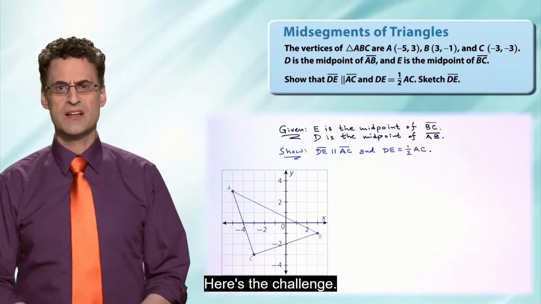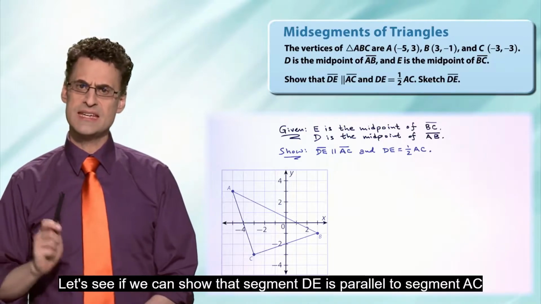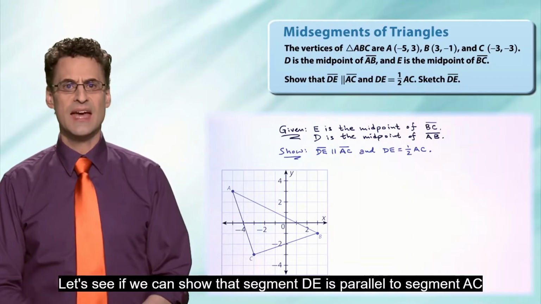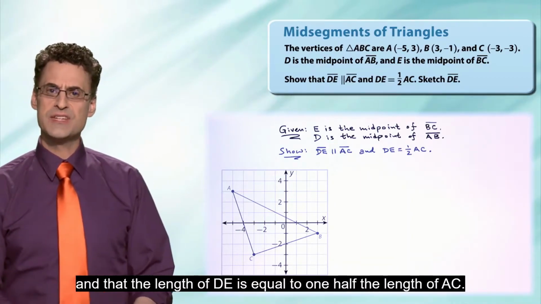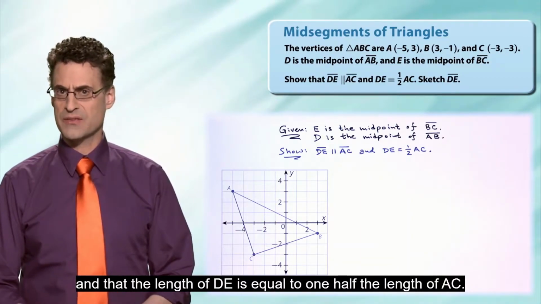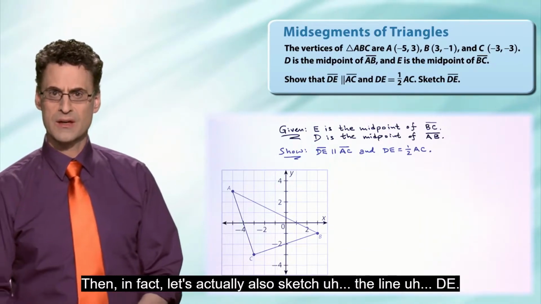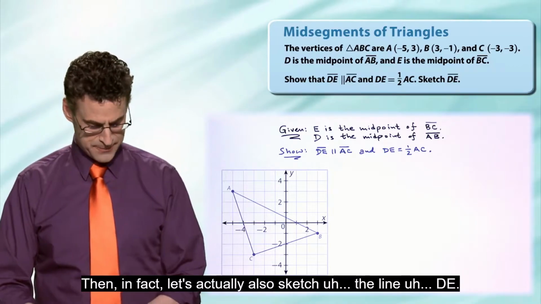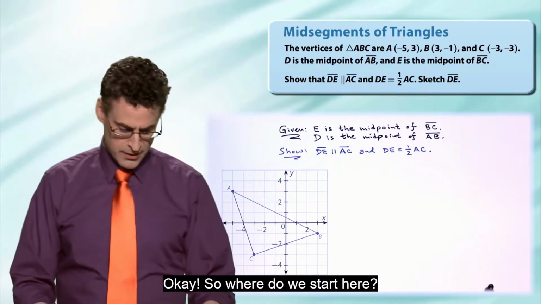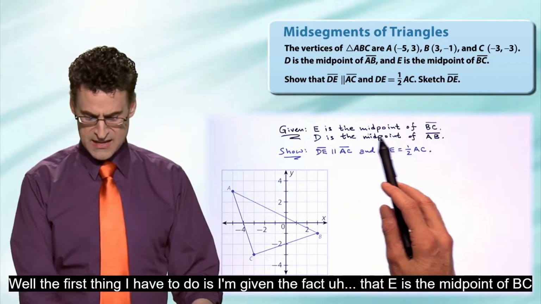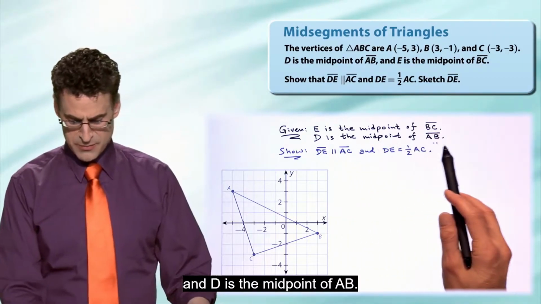Here's a challenge. Let's see if we can show that segment DE is parallel to segment AC, and that the length of DE is equal to 1/2 the length of AC. Then, let's also sketch the line DE. Okay, so where do we start here? Well, the first thing I have to do is use the given fact that E is a midpoint of BC and D is a midpoint of AB.